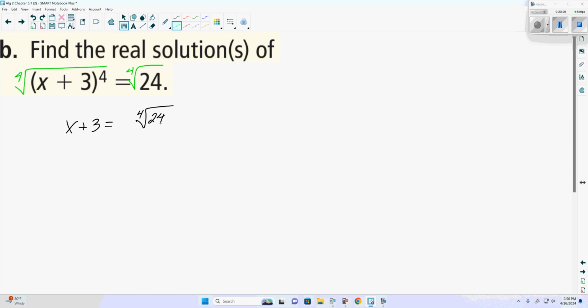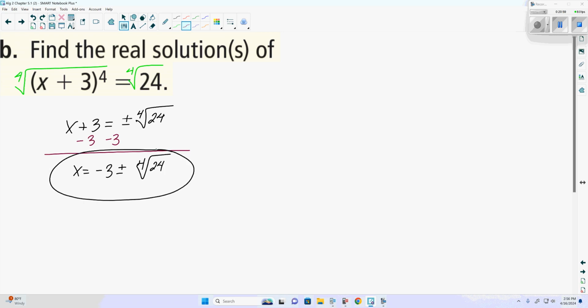Now we took an even root of a positive number, so we need the plus or minus. Anytime we take an even root of both sides, we've got to add that plus or minus. Because we did it with the square root method, we had the plus or minus. Same thing with the fourth root. Solve for x. So x is equal to -3 plus or minus the fourth root of 24.